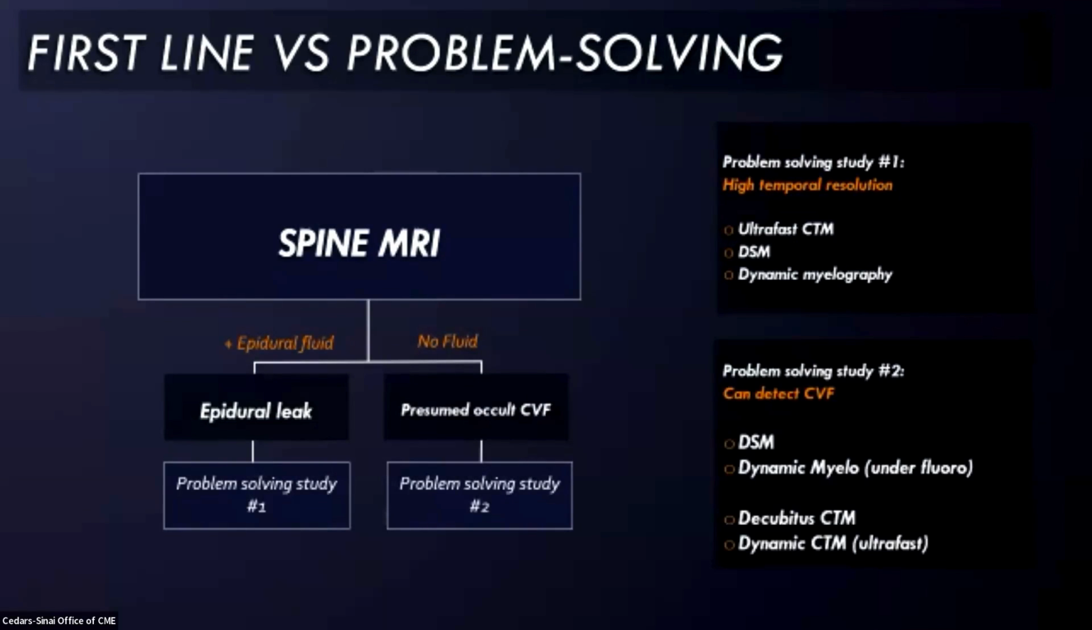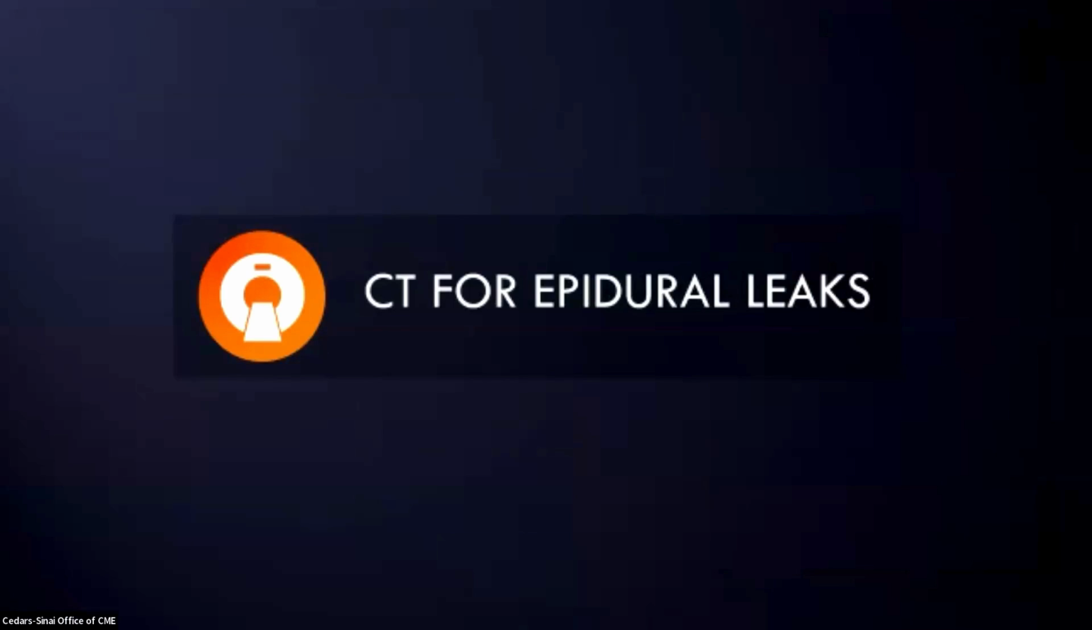And if you see no epidural fluid and you know the patient has SIH, you're talking about a presumed occult CSF venous fistula. Again, you have choices. There are fluoro-based choices like DSM or dynamic myelography, or CT-based choices where you can do decubitus CT myelography, which is my preferred technique, or what's called a dynamic CTM or ultrafast CTM, which some other folks may like to use. So I'm going to talk first about CT for epidural leak.